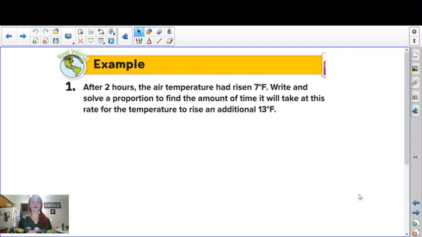After 2 hours, the air temperature had risen 7 degrees Fahrenheit. Write and solve a proportion to find the amount of time it will take at this rate for the temperature to rise an additional 13 degrees.